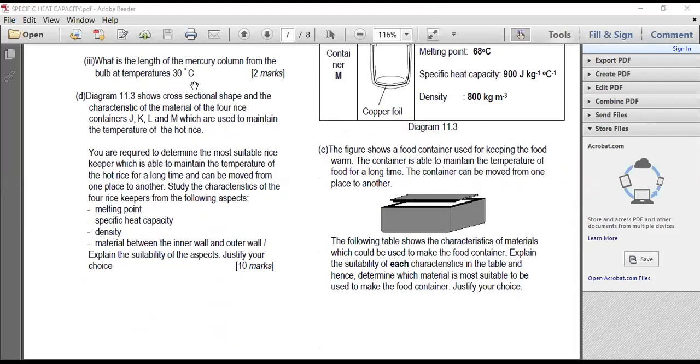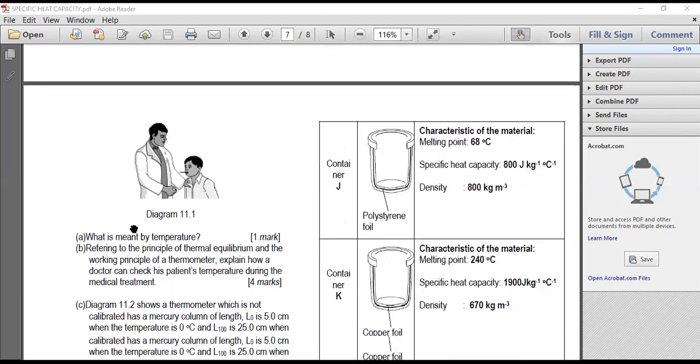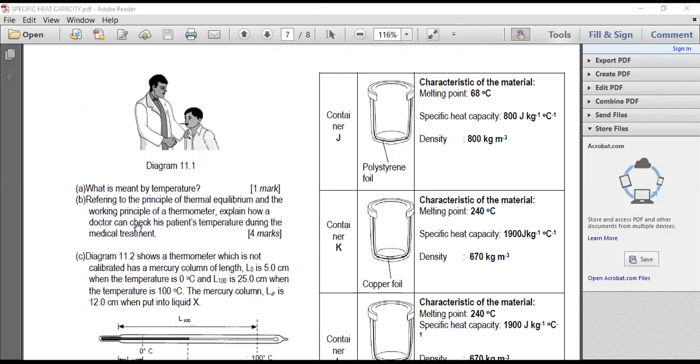Next. Diagram 11.3 shows the cross-section shape and the characteristics of material for 4 rice containers J, K, L, M, which are used to maintain the temperature of hot rice. You are required to determine the most suitable rice keeper. That means the container to keep the rice hot for a long time. So study the characteristics and choose the most suitable.